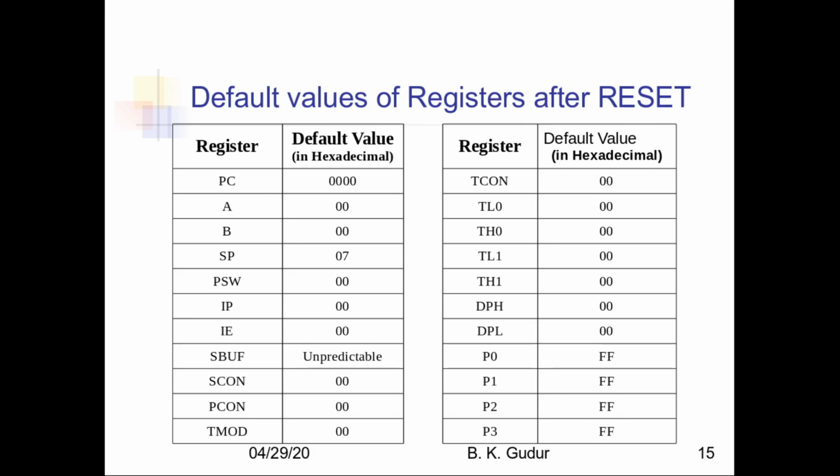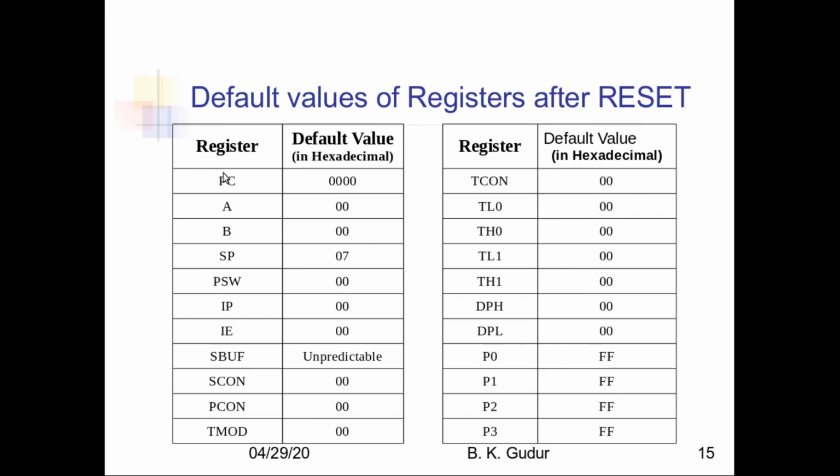Because we have seen the architecture, even we have seen in the previous video RAM and ROM and other general purpose registers apart from special purpose registers. Now, whenever a microcontroller is reset, some of the registers will have default values. To master assembly language programming, it is necessary to know and remember the default values of those registers. So this is the list of the registers whose default values have been given in the second column. The first column is the register and the second column is the default value. All the default values have been given in hexadecimal numbers.